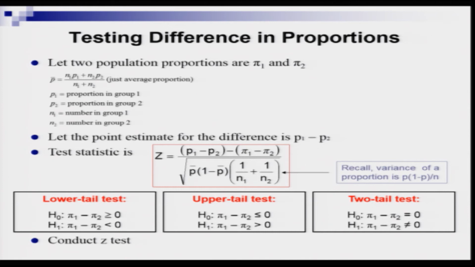And you have to first decide which particular test you want to conduct. Accordingly you frame your hypothesis, and then after that you have to conduct a standard Z test, because here your test statistic is Z, and you are assuming that you have a large sample. So, n1 and n2 ideally are greater than or equal to 30. So, you can actually conduct a Z test.